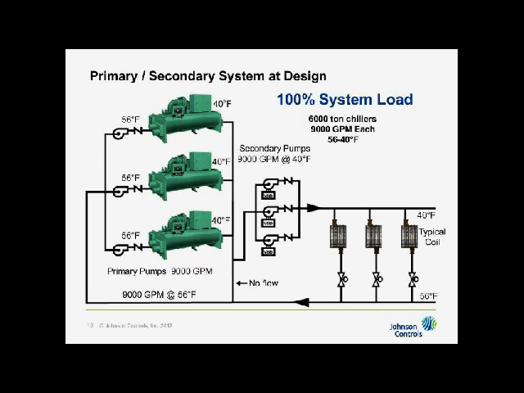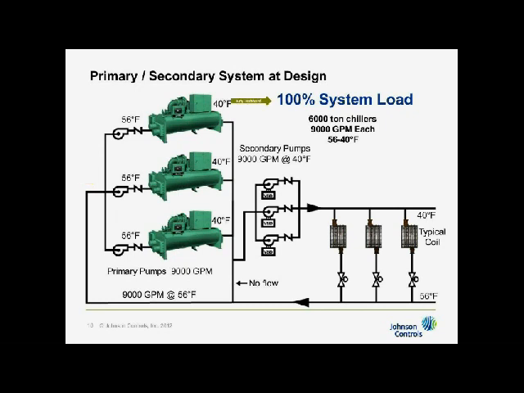If we look at a design of a system and we attach some numbers to it, we're going to look at 3 2,000-ton chillers doing 56 to 40 degrees for 9,000 GPM in the primary, and we also have 3 secondary pumps for which we're looking at 9,000 GPM in the secondary. In the secondary, we know that our delta T is going to be from 40 to 56. It's going to remain constant. And over in the primary, the flow is going to remain constant and delta T is going to vary. So at 100% load, this is what I look like.